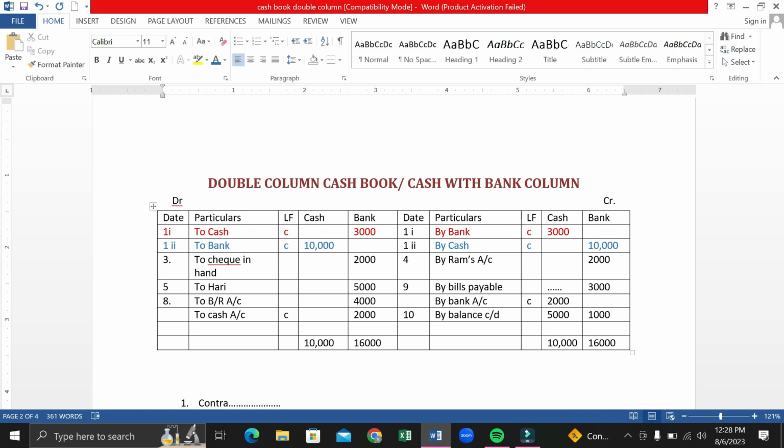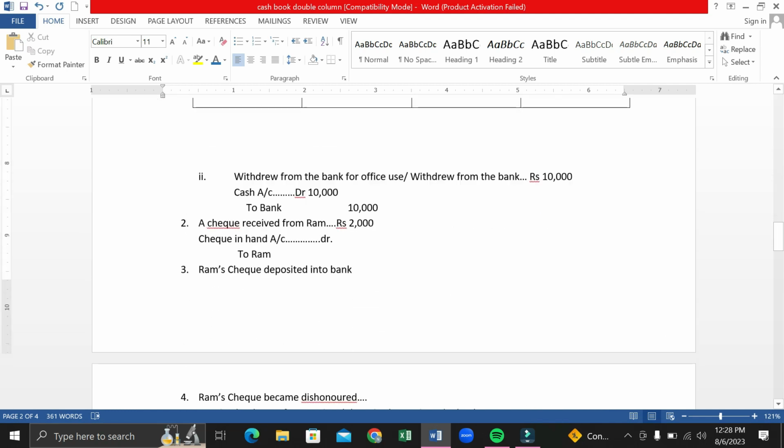The next entry is a check received from Ram, rupees 2000. Now when we receive a check from Ram, the journal entry will be check in hand account debit to Ram's account. This entry will not affect the cash book because neither cash nor bank is used here. We just received a check, so initially it is a hard copy of a check we have received. Till now we have not deposited it into the bank, so it will be shown only in the journal. So the journal entry will be check in hand account debited to Ram's account.